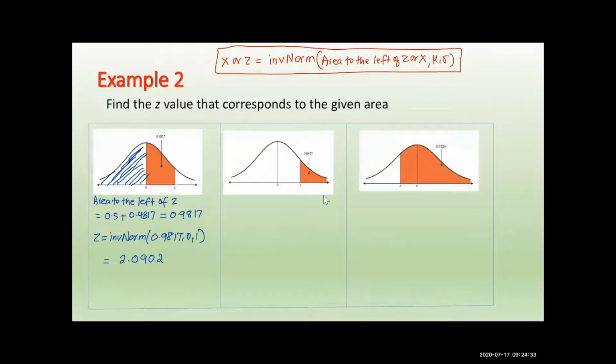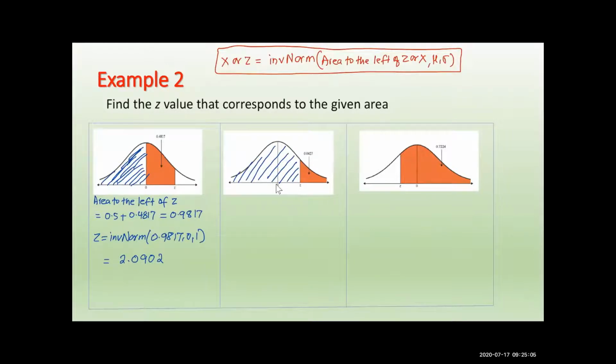Okay, second problem here. You can see they have given the area to the right of z, which is 0.0427. That is given. But we want the area to the left. Actually, we want this area on the left. You know that the total area is 1, so from 1 you have to subtract this area to get the area on the left.